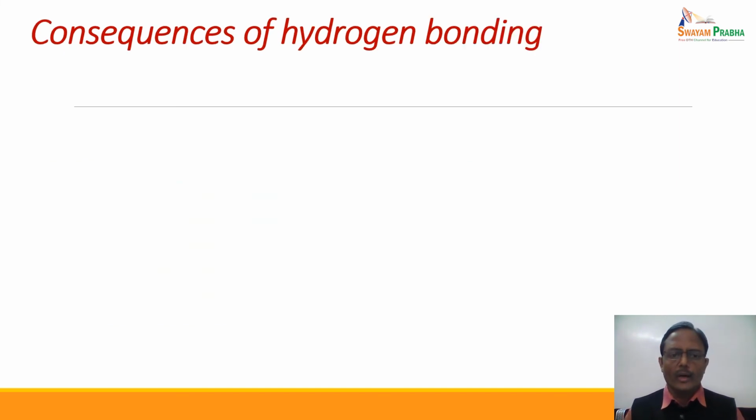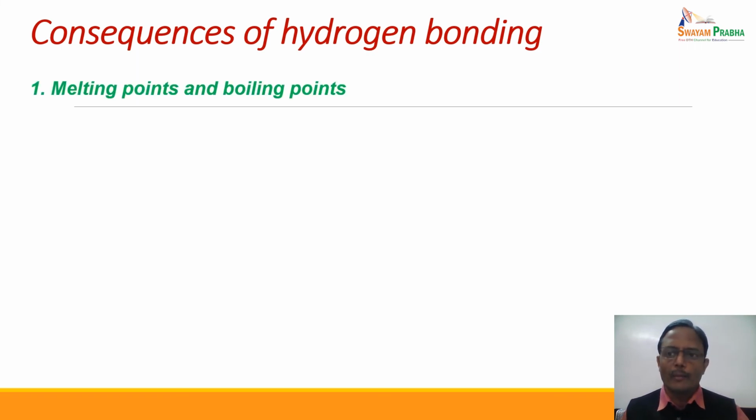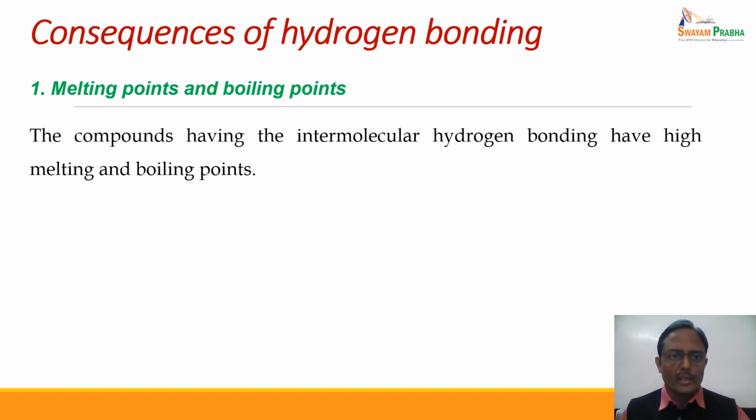This hydrogen bonding affects various properties of molecules, and we will be discussing three important effects of hydrogen bonding on the properties of molecules. The first property is the melting and boiling points of various compounds. We know that compounds having intermolecular hydrogen bonding will have high melting and boiling points.